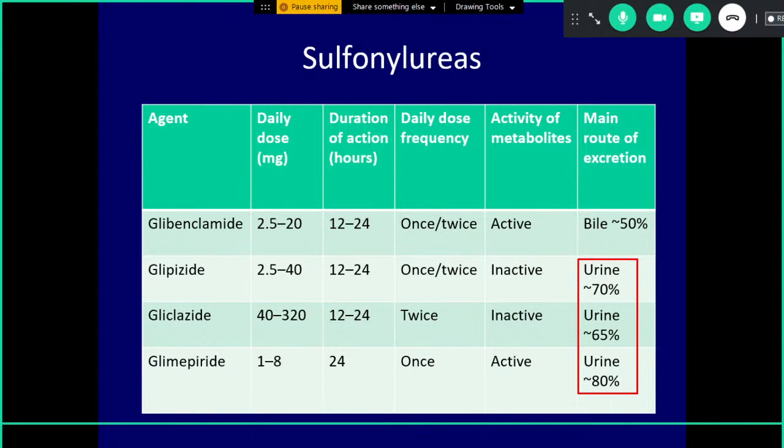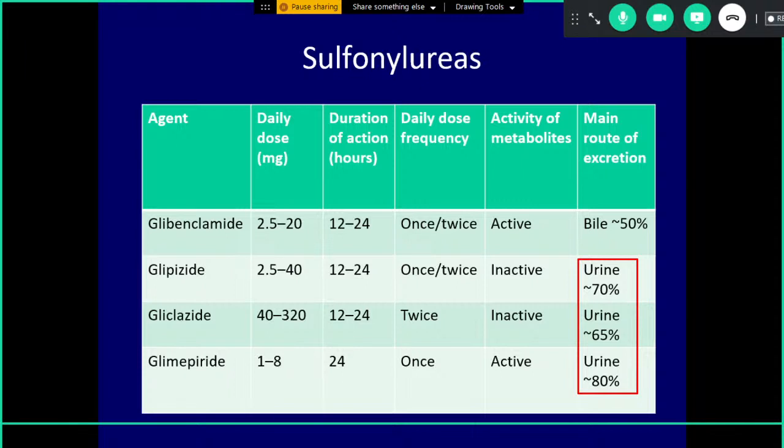I won't worry about the details. The slide will be available in all your pharmacology textbooks. But it's important that the three commonly used ones, glipizide, gliclazide, and glimepiride, are all passed significantly in the urine, and therefore in people who have reduced renal function, you must be extremely careful about use of these agents because they may accumulate in the body, and the accumulated amount may then cause hypoglycemia.